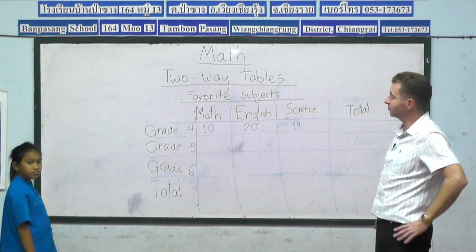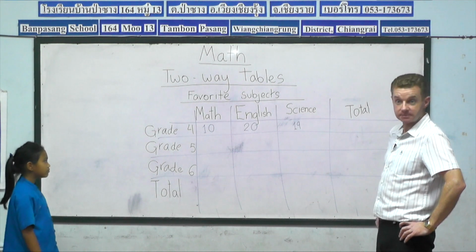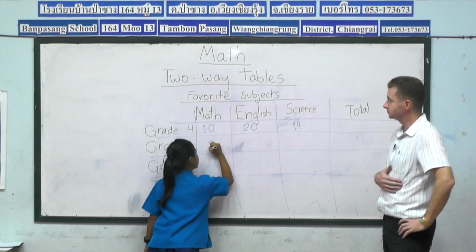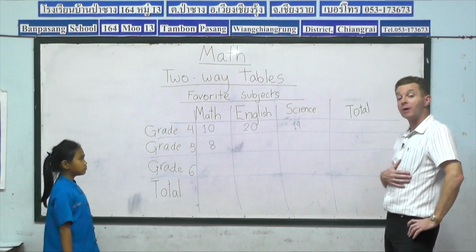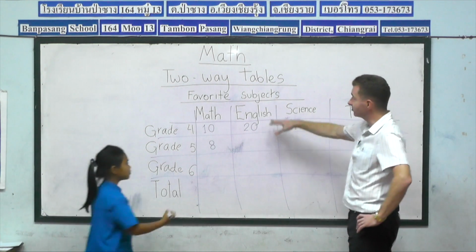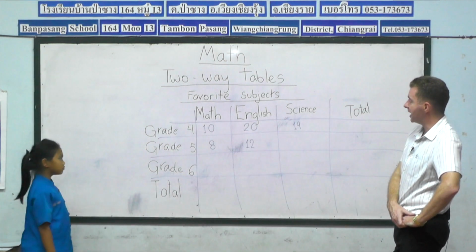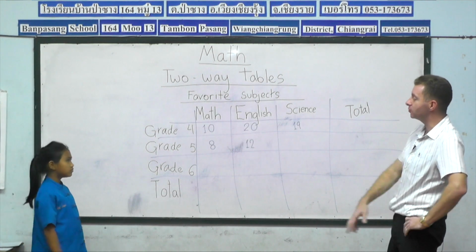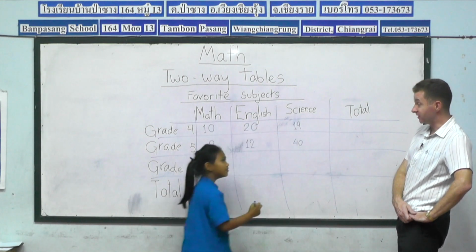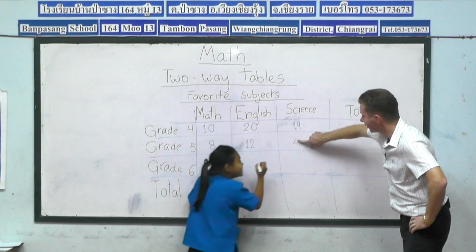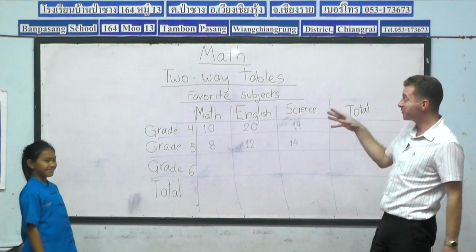But Prel, what about grade 5? How many students chose math as their favourite in grade 5? 8. Okay, so we enter 8. And down, how about grade 5 for English? 12 grade 5 students have English as their favourite. And I think we'll have 14 grade 5 students chose science. 40, okay, not 14. Put the 1 in front of the 4 for me, because that would be too many students.